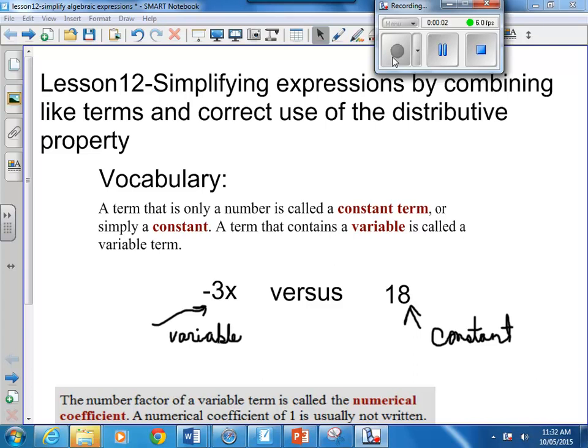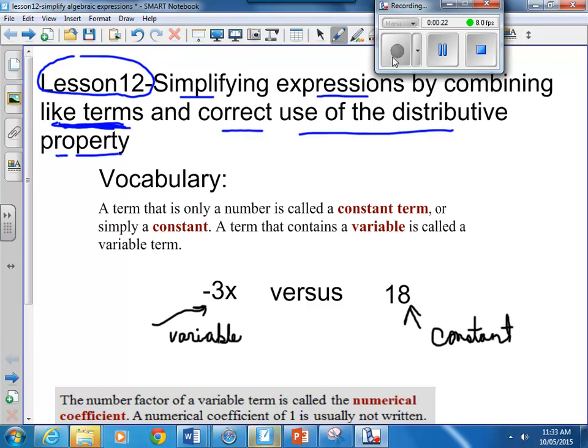Okay, welcome back. So before solving any heavy-duty linear equations, we want to become really good at this notion of simplifying expressions by combining like terms. So this will be lesson 12 for us today. We really want to hone in on this notion of like terms and the correct use of the distributive property.